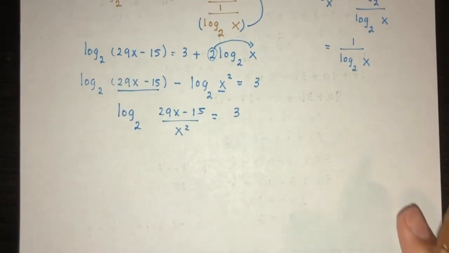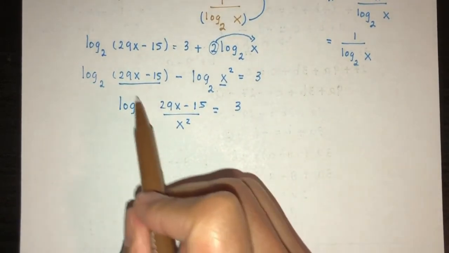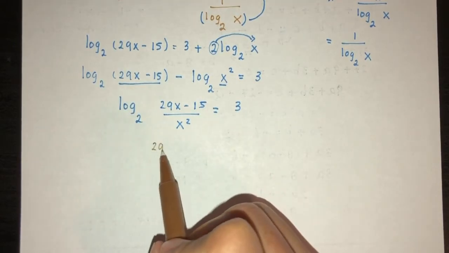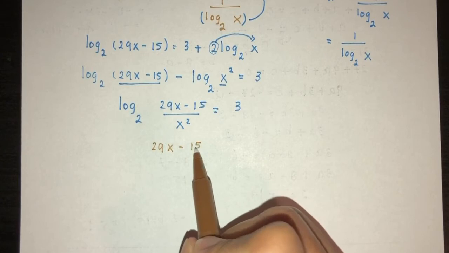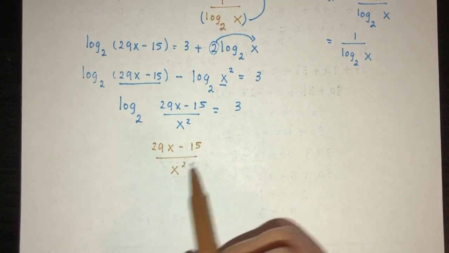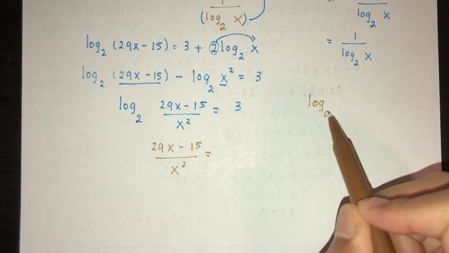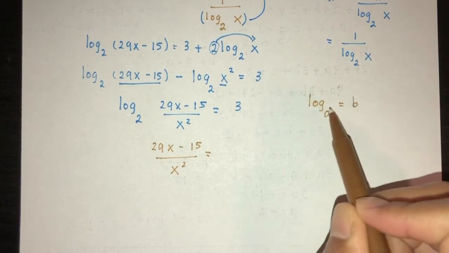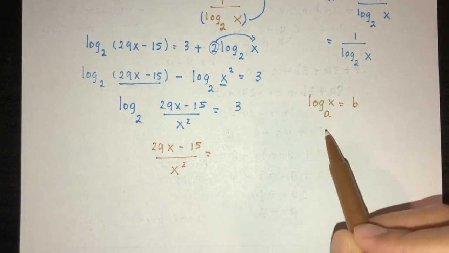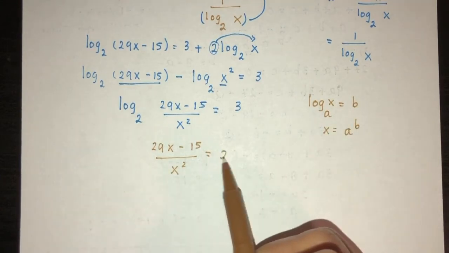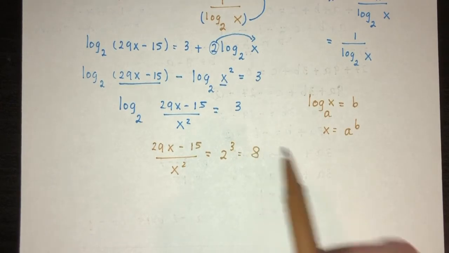Now let's simplify. We want to eliminate the log here, so we can send this over here. You will have (29x minus 15) over x squared is equal to... When you have log base a of x equals b, X will be a to the power b, so same thing, 2 to the power 3, which is 8.